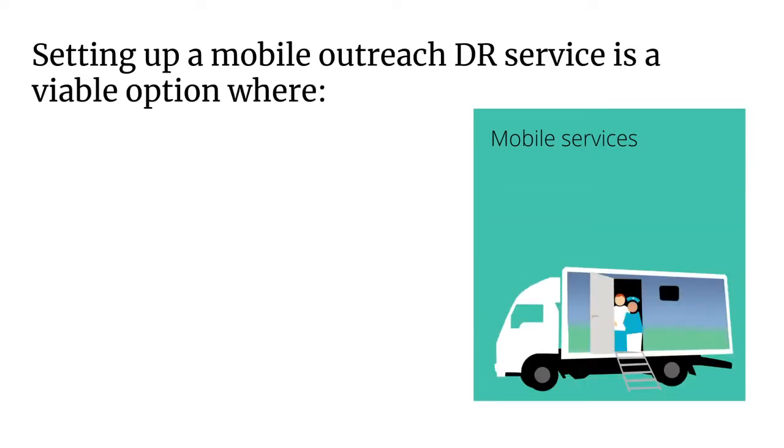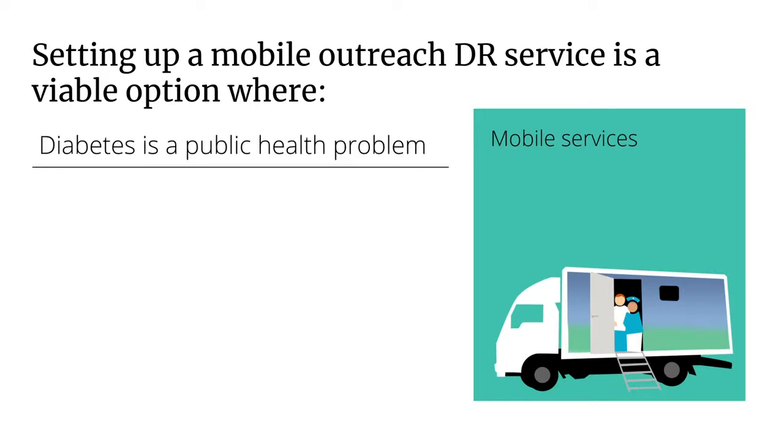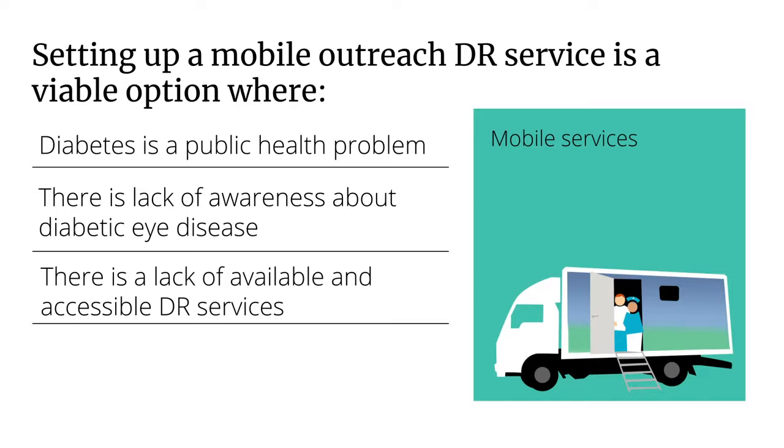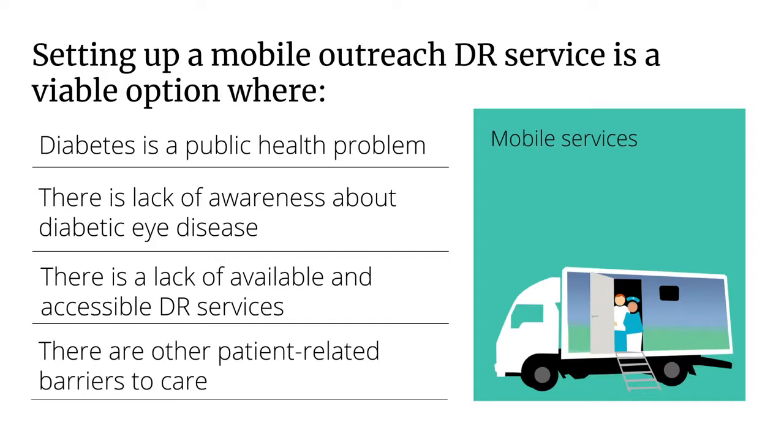Setting up a mobile outreach diabetic retinopathy service is a viable option in settings where diabetes is a public health problem, there is a lack of awareness locally about diabetes-related eye complications, there is a lack of available diabetic retinopathy services, and those services that do exist are not reaching the entire population. That is, accessibility is an issue. There are other patient-related barriers to care. For example, affordability is an issue.